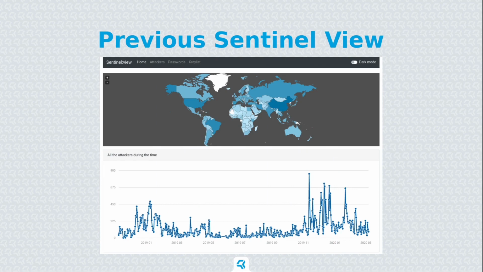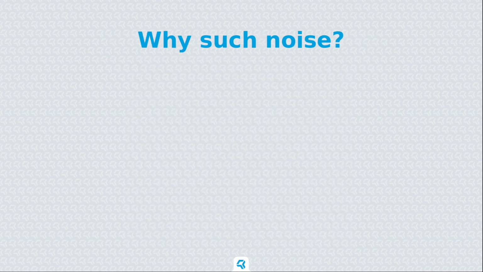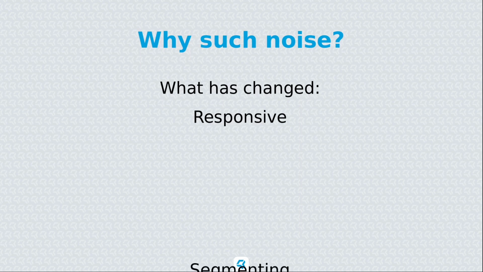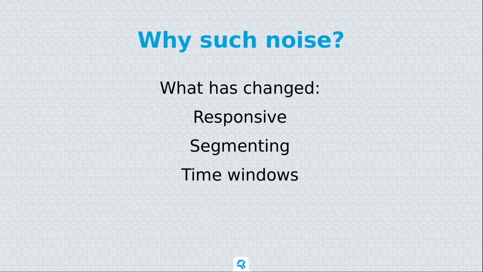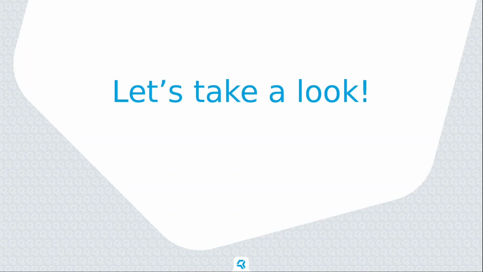If you are familiar with this application, you can see that the previous Sentinel view was simple. The menu on the top is pretty bare and the design is non-responsive. Why we do such a noise about the new release? Well, there have been some main changes made. The new web is responsive. It's segmented better. Use time windows for displaying data. Use sketching on backend for faster response on your end. And you can also see results of the attacks for your device. So let's take a look.